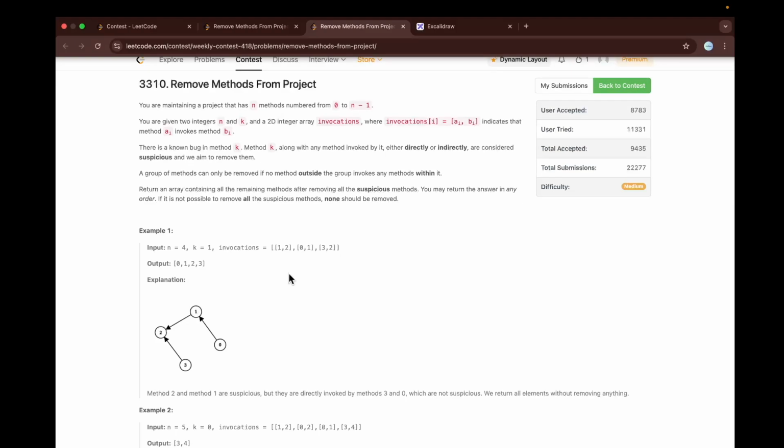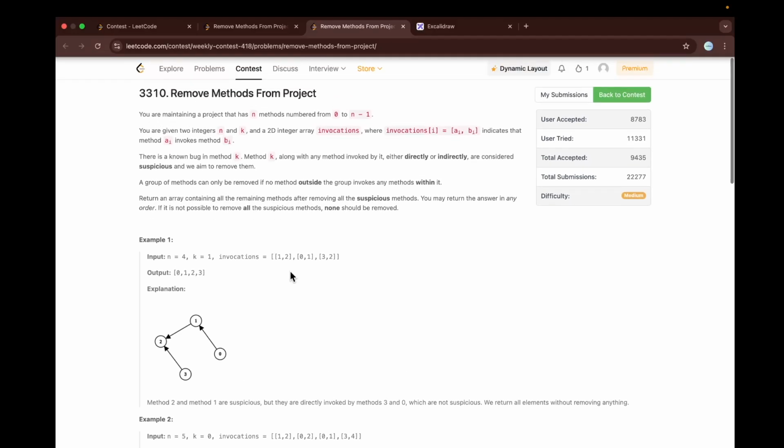But we can only remove this entire group if no external node, meaning a node that is not suspicious, invokes any of the suspicious nodes. If even one external node calls a suspicious node, we cannot remove any of the suspicious nodes. So let us understand this with the two examples we are given.